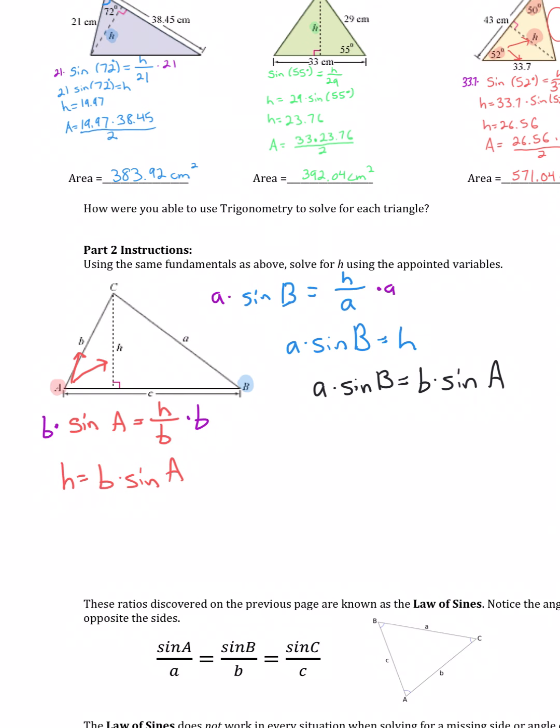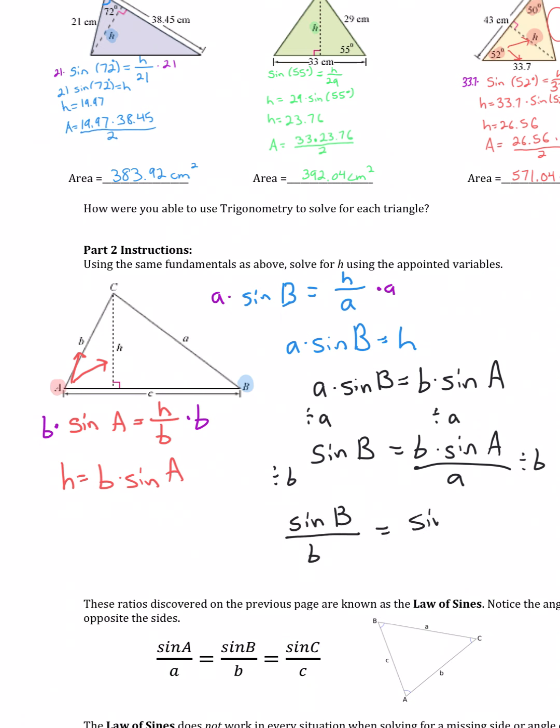And this is where this thing called the law of sines is going to come from, from this idea right here. So what we can do is get all of the a's on one side, even though some of them are capital and some are lowercase. So we'll get sine of B equals b times sine of A over lowercase a. Then let's get all of the b's on one side of the equation, so we'll divide both sides by b. And we'll get sine of B over lowercase b equals sine of A over lowercase a.